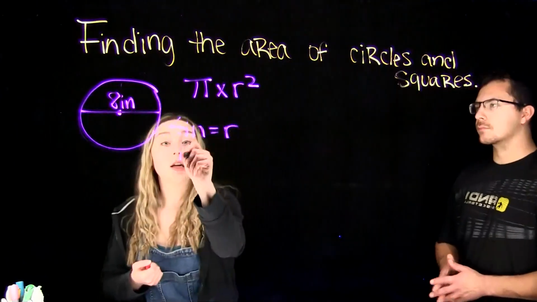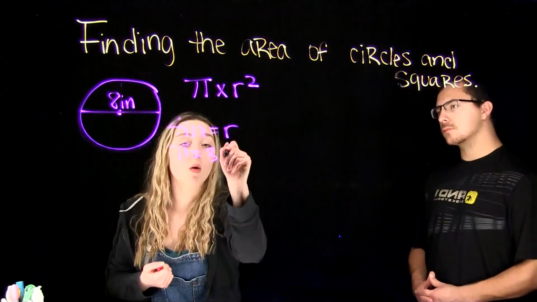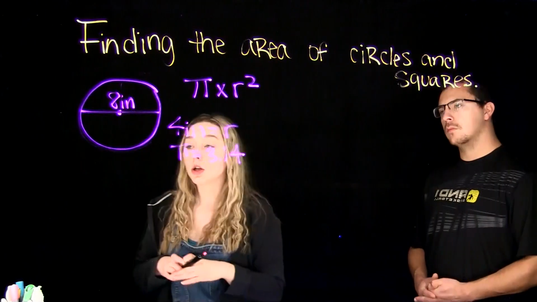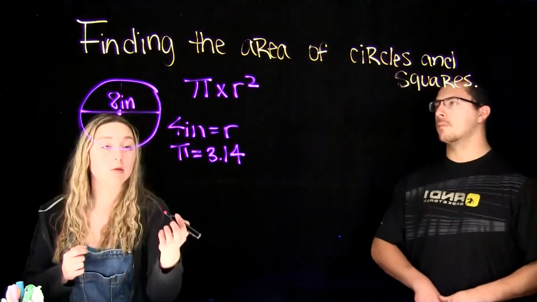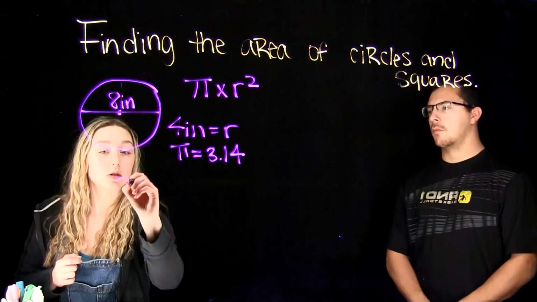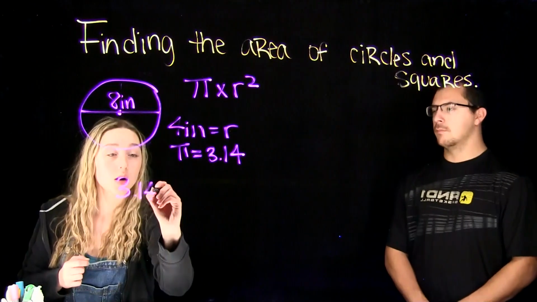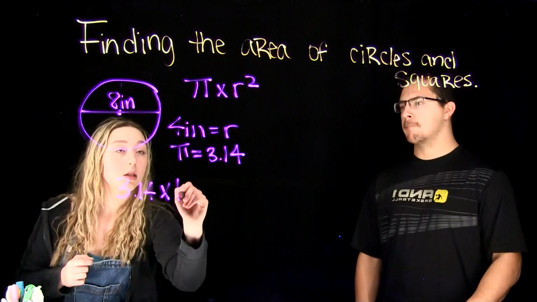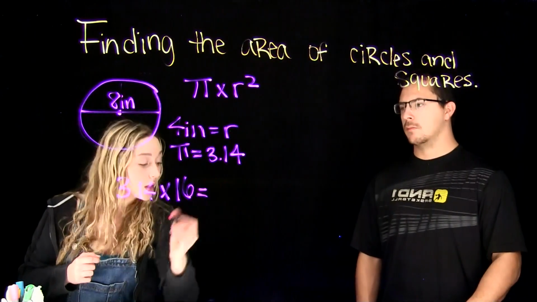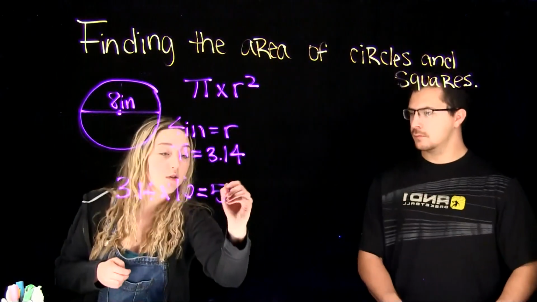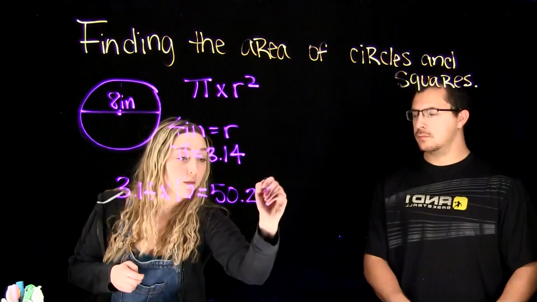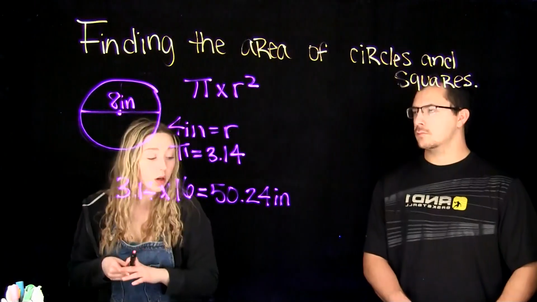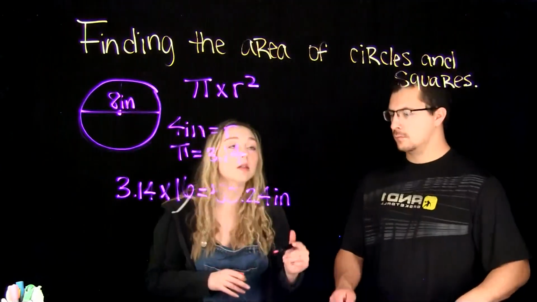And then pi equals 3.14, like we've talked about in other lessons. So what I'm going to do is I'm going to write out my formula to find the area, which is 3.14 times radius squared. 4 times 4 is 16, and that is going to give us an area of 50.24 inches. So that's our first problem. Now we're going to do another one, just for practice.